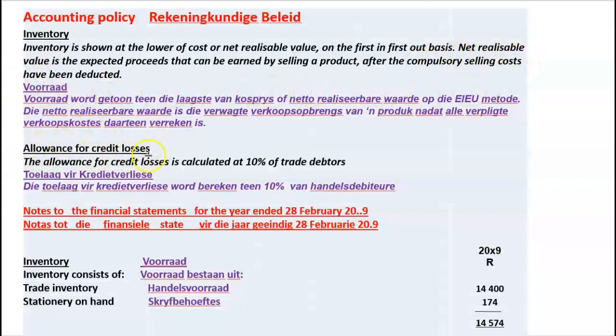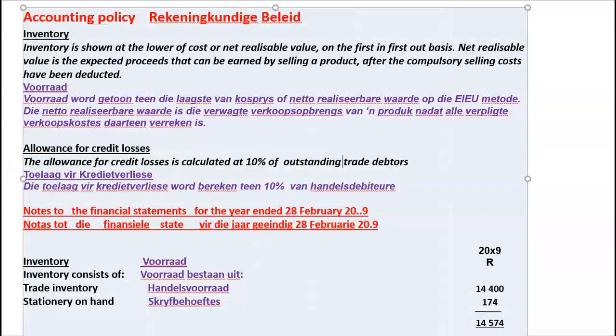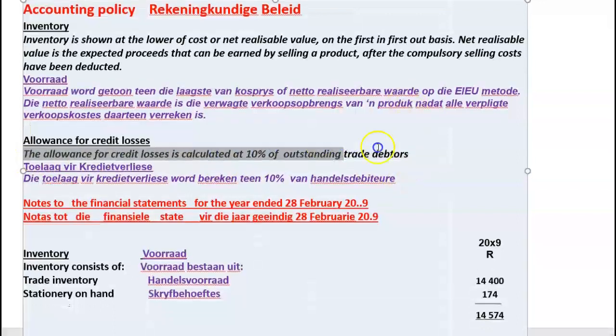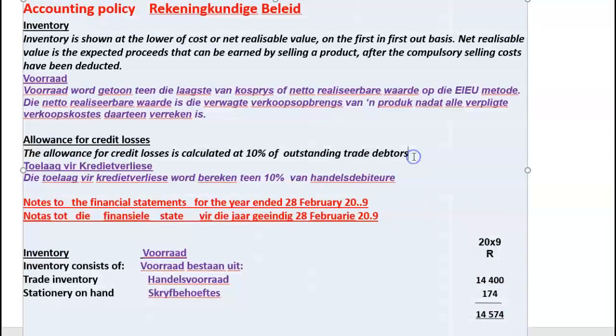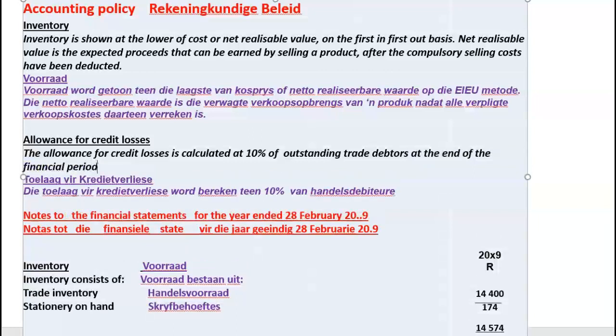Your accounting policy note on allowance for credit losses. The allowance for credit losses is calculated at 10% of outstanding trade debtors at the end of the financial period. There you are.